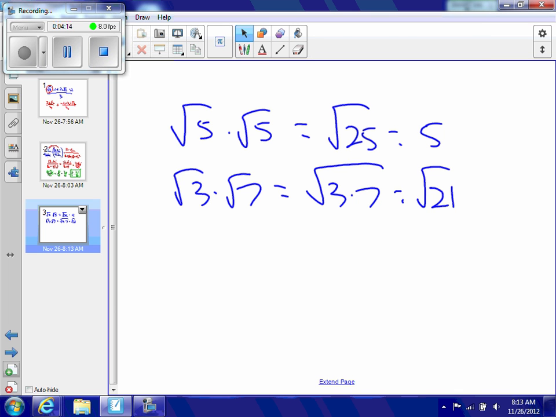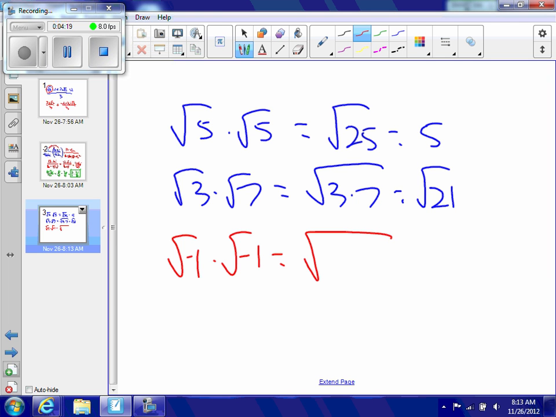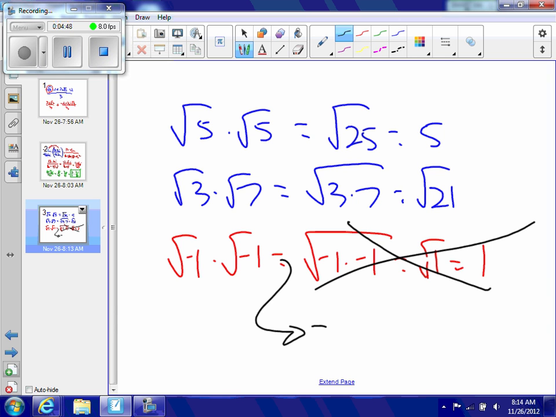And you would think that if I multiply the square root of negative 1 times the square root of negative 1, that should equal the square root of negative 1 times negative 1, which would be the square root of 1, which would equal 1. But it's not. It makes all the logical sense in the world, but that's why they invented i. Because you needed to have the square root of negative 1. So the square root of negative 1 times the square root of negative 1 is equal to negative 1. You just have to roll with it.